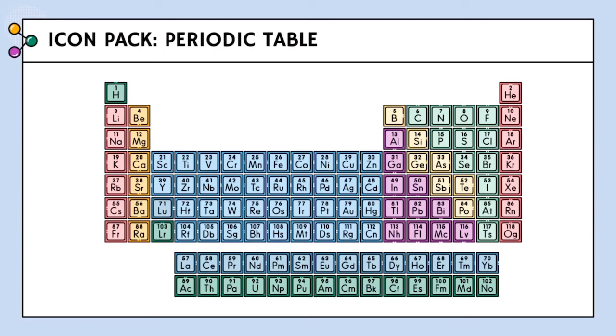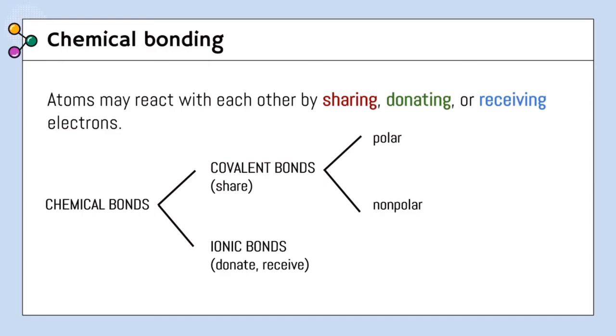When the outer shell is at maximum, we call that atom stable. On the periodic table, all the elements in the very right column, in red color, are stable. However, atoms with incomplete outer shells tend to react so that both atoms end up with completed outer shells. These atoms may react with each other by sharing, donating, or receiving electrons.